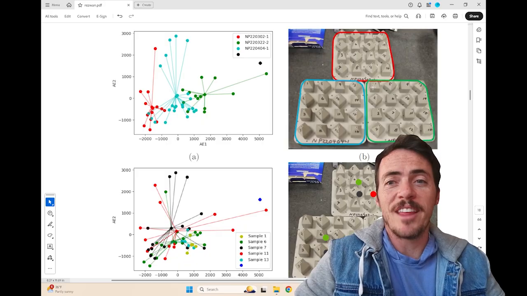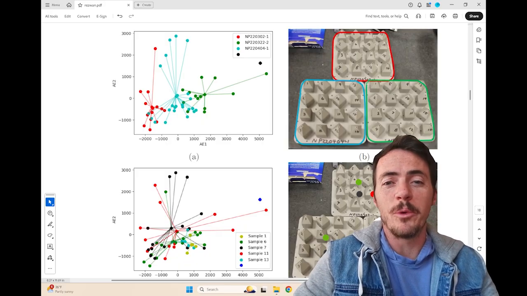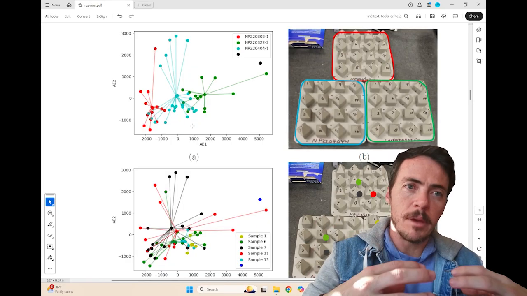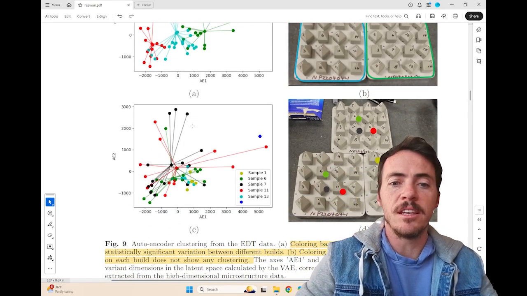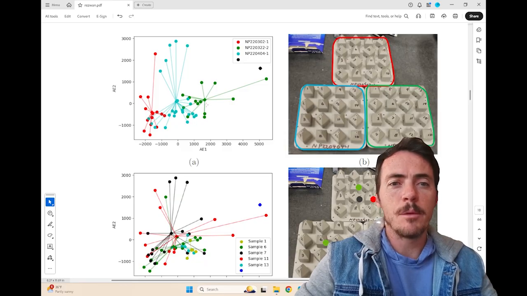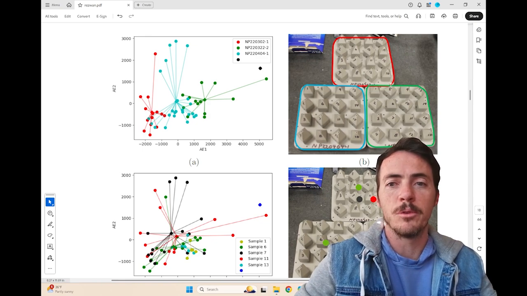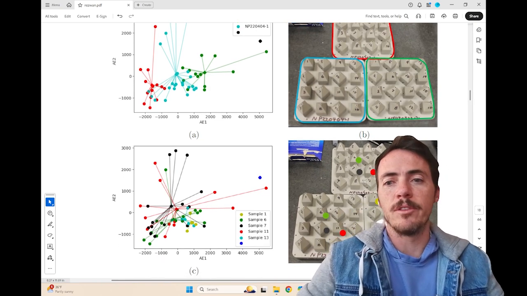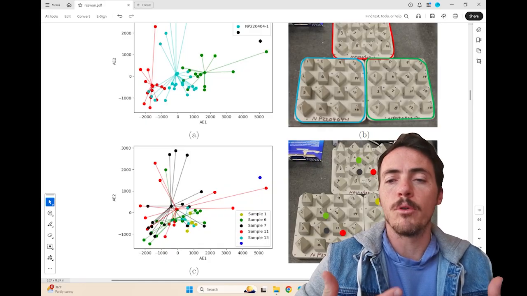So the good news is that this actually works really well. Take a look at this figure. Comparing A and B, A is the reduced dimension, right? This is using EDT data, so that's the spatial statistics they're using here. And it's able to clearly cluster three different examples which correspond to the three different build plates. Very, very cool. However, it is not able to very effectively cluster things that have sample orientation accounted for.